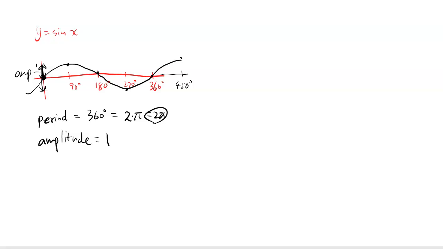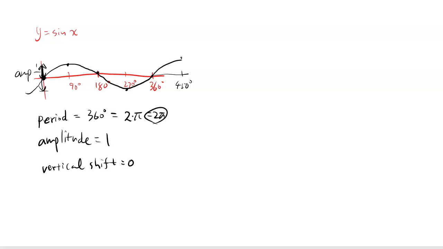Alright, and then the midpoint of the graph is 0. We call that the vertical shift. It's not shifted at all, so the vertical shift is 0. But we're going to see that you could have some vertical shifts that make everything go up by a certain number or go down by a certain number.